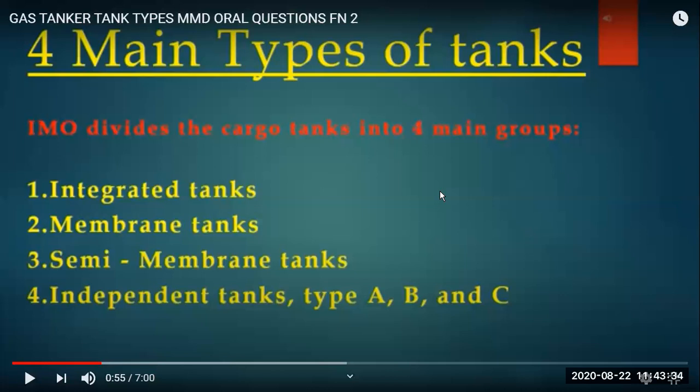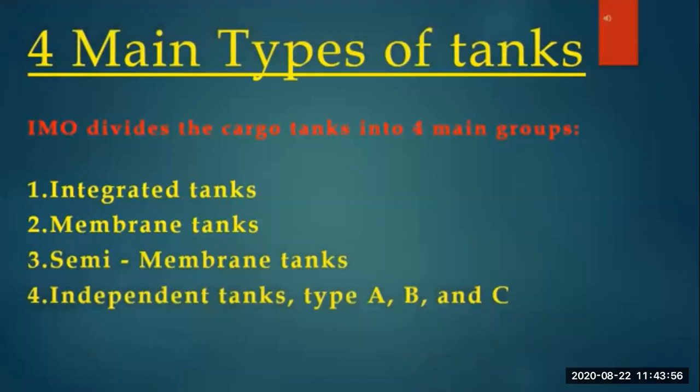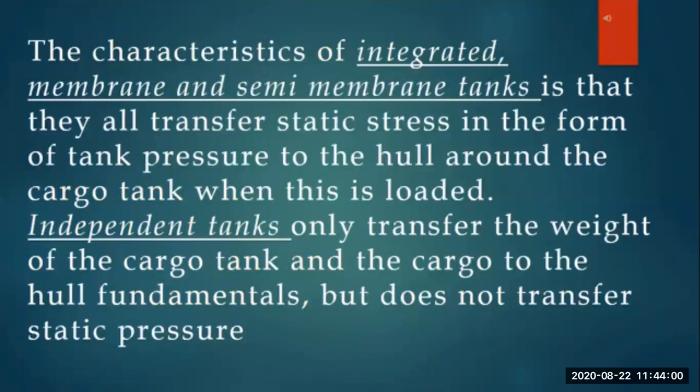So we have four types of tanks. IMO has divided these tanks into main types: integrated or independent. Independent is again divided into type A, B, C as per the pressure, requirement and the alloy it's made of. And then we have membrane and semi-membrane tanks. That's what we will see. So integrated, as we know, is attached to the hull, and independent is independent of the hull.